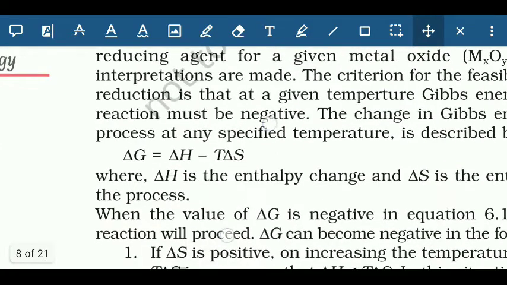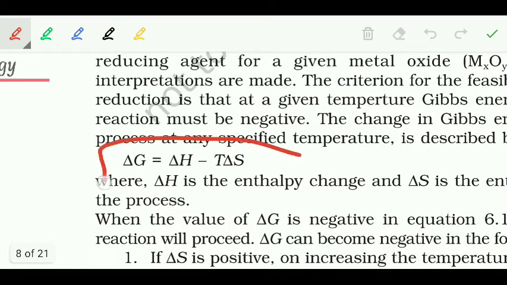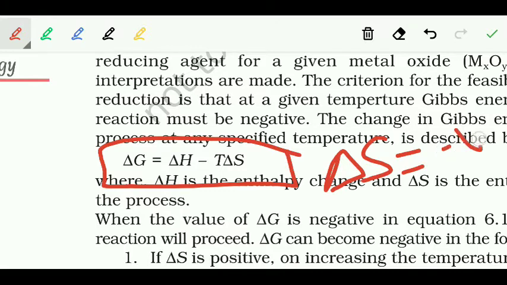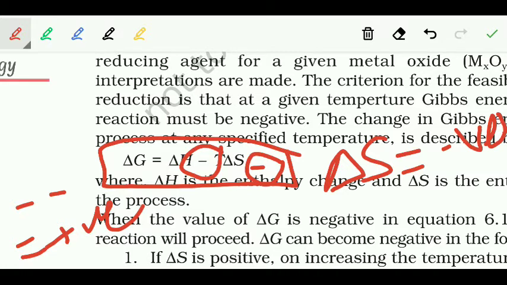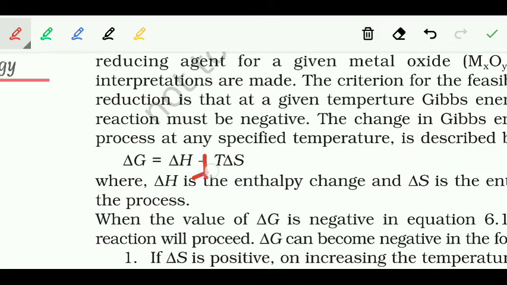Here is our equation: delta G is equal to delta H minus T delta S, and I am saying that delta S is again negative. The value of delta S is negative. So one negative is from here, and already one negative sign is present in the equation. So negative negative will be positive, so the overall value will become positive. The sign between delta H and T delta S will become positive. This negative sign will convert it into a positive sign. Let's move further.